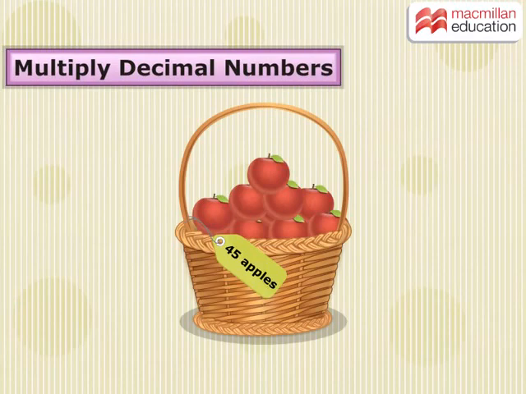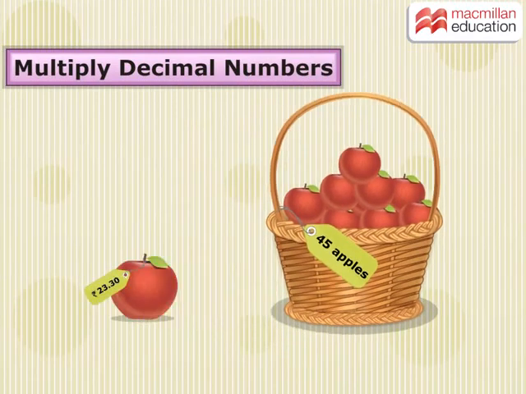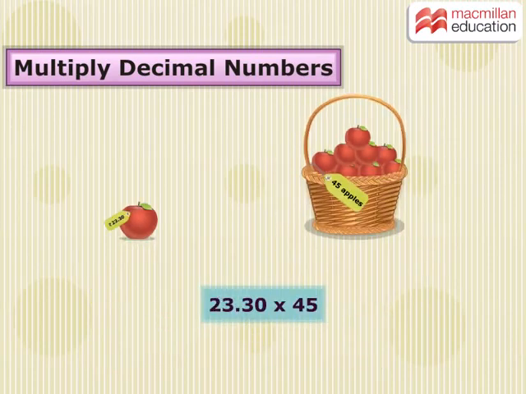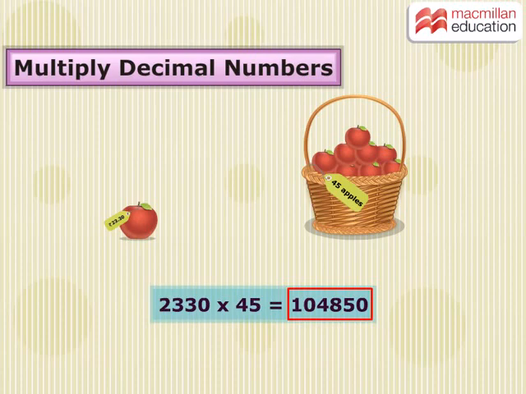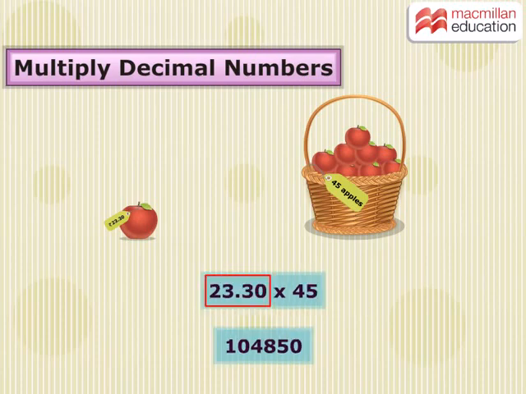Let's take the example of the apples again. The cost of an apple is 23 rupees 30 paise. What is the cost of 45 apples? Your first step will be to ignore the decimal point and multiply the two numbers normally. 2330 into 45 will give you 1,04,850. Now you have to place the decimals.